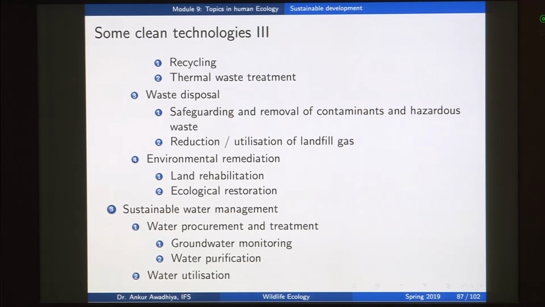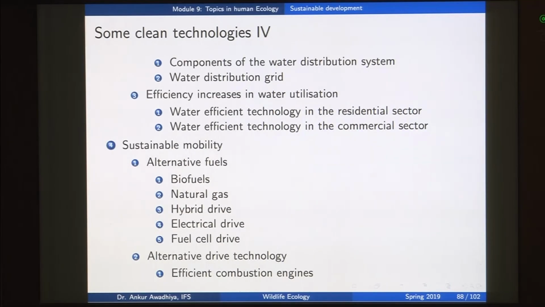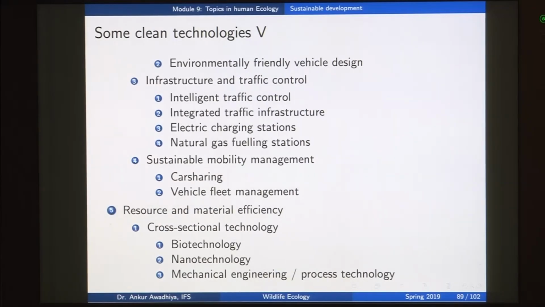Or we talk about environmental remediation, or sustainable water management, water procurement and treatment, water utilization, or efficiency increases in water utilization. How can you ensure that the same amount of water is used for many more purposes? Or we talk about sustainable mobility, alternative fuels. Can we run our vehicles through, say, biofuels, or through electricity, or through fuel cells? Or we talk about alternative drive technologies, more efficient engines, or environmentally friendly vehicle design. There is a reduced amount of drag.